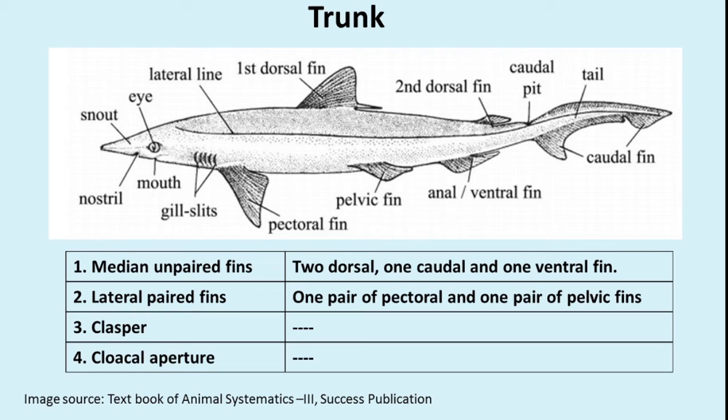The first one is median unpaired fins. So how many median unpaired fins are there? There are 2 dorsal fins, each of which is single, right? Single fin here, single fin here. 1 caudal and 1 ventral. Now this is the caudal fin and this is the ventral fin.